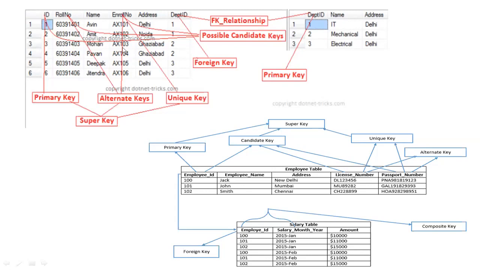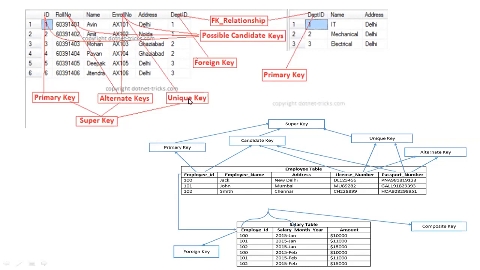Now we'll see what are the different types of keys we use in a table. The first is the primary key, that is the ID number. The ID number of your student will be taken as the primary key. Sometimes you can also make it the roll number, which can be considered as your primary key too. In this example, the ID number is taken as the primary key. What are the alternative keys? You can take the roll number or the enrollment number. The roll number as well as the enrollment number are also unique, so you can make them alternative keys. The enrollment number is also a unique key.